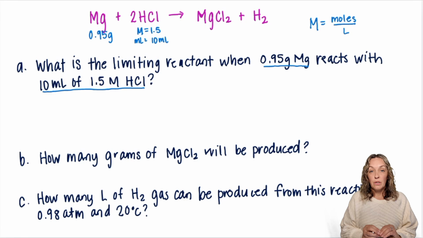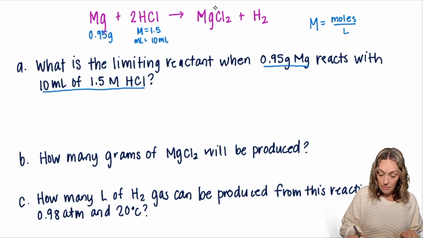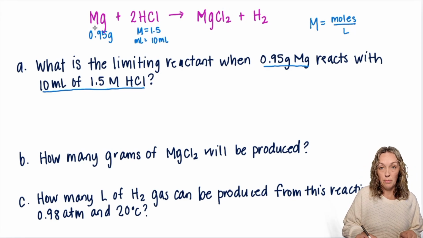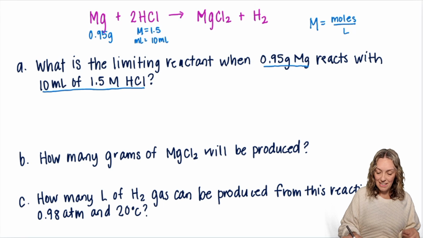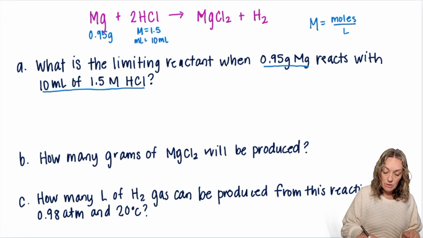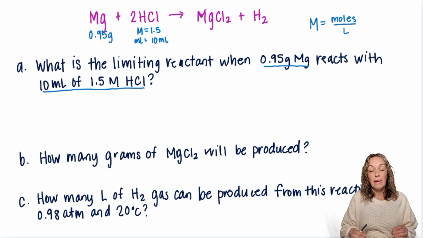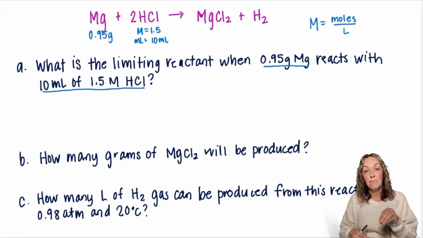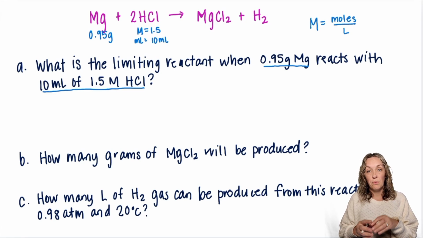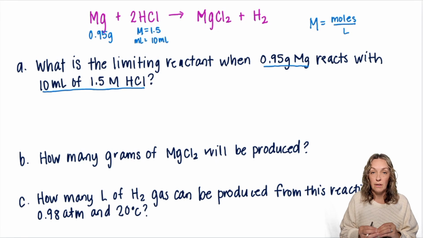Before we go any further, we need to identify the endpoint, and the endpoint here is just asking what is the limiting reactant. If it does not specify what product it's looking for, you can pick either product. You could calculate the amount of MgCl2 produced from both reactants, or you could calculate the amount of H2 produced from both reactants. It does not matter as long as you pick the same product for both problems so that you can directly compare the answer.